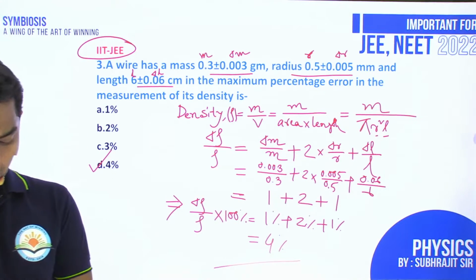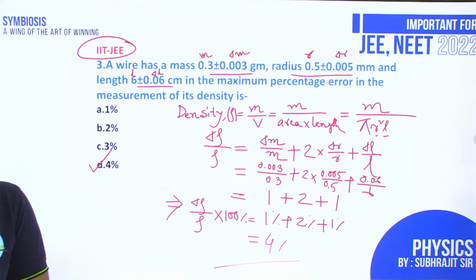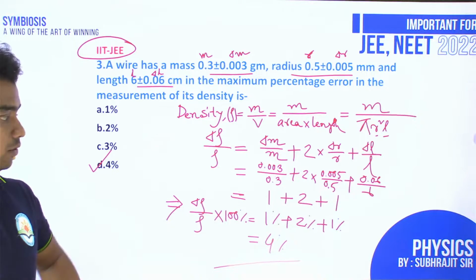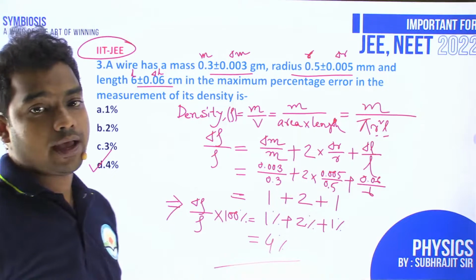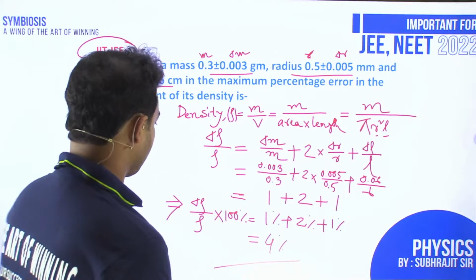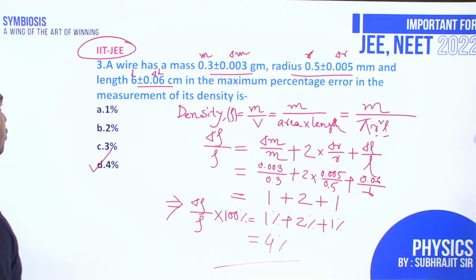Got it, everyone? Those who are in live now, got it, everyone? Okay. So the question was the maximum percentage error in the measurement of its density. The correct option is option D, that is 4%. So the error in the measurement of its density is 4%, and that is the correct answer. Got it? Next, move on to the next question.